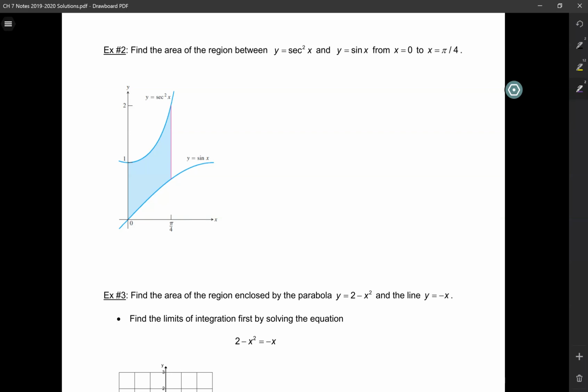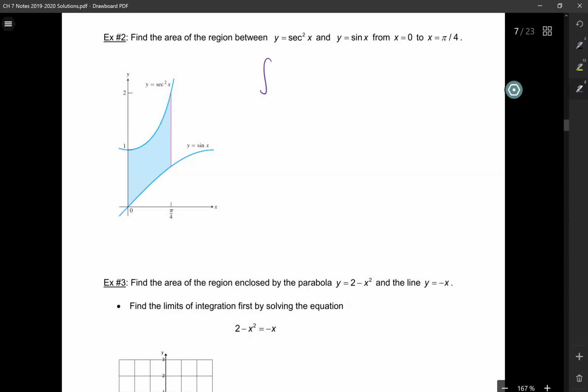Find the area of the region between y equals secant squared x and sine x from x equals 0 to x equals pi over 4. All right, again, identify which one is on top and which one is on the bottom. The top is the higher function, the greater function. So we're going to integrate to find the area from 0 to pi over 4. Make sure you label this as area equals. Here, it's going to be secant squared x minus sine x dx.